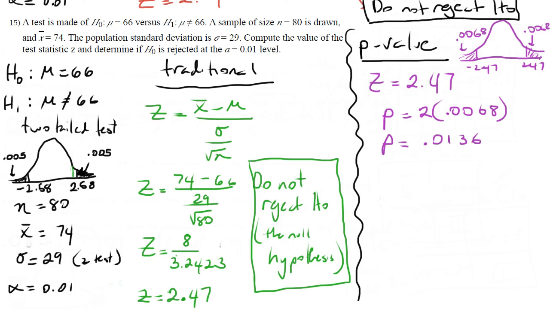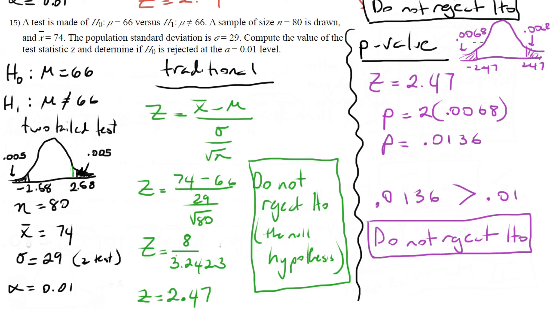Okay? When you have a two-tailed distribution, a two-tailed test, you have to multiply that area by 2 because you've got those 2 regions with that same area. So let's compare 0.0136 to my alpha level of 0.01. Aha, my p-value is greater again. Do not reject the null hypothesis.